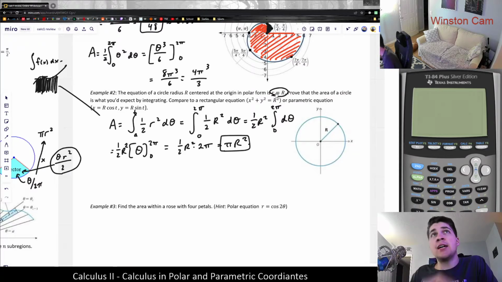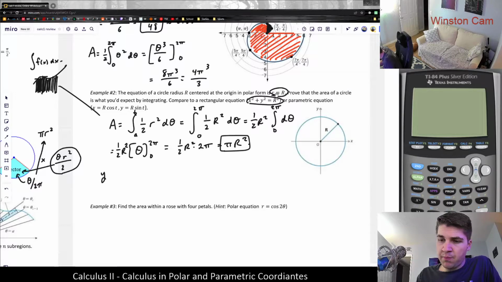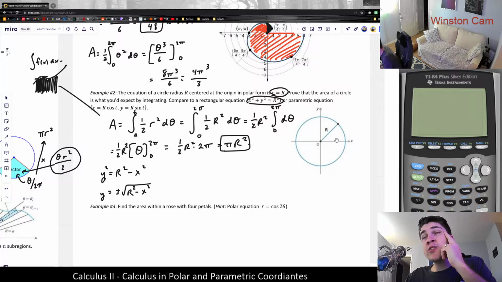Let's say we wanted to use the rectangular equation instead. Well, we need to solve for y in order to do that. So the equation of a circle would give us y squared is equal to capital R squared minus x squared, and we would have y is equal to plus or minus the square root of R squared minus x squared. So let me fix my square root, it came out a little funky. Essentially, the equation of a circle is not a function, but we could break it into two parts: the positive root of R squared minus x squared and the negative root of R squared minus x squared.